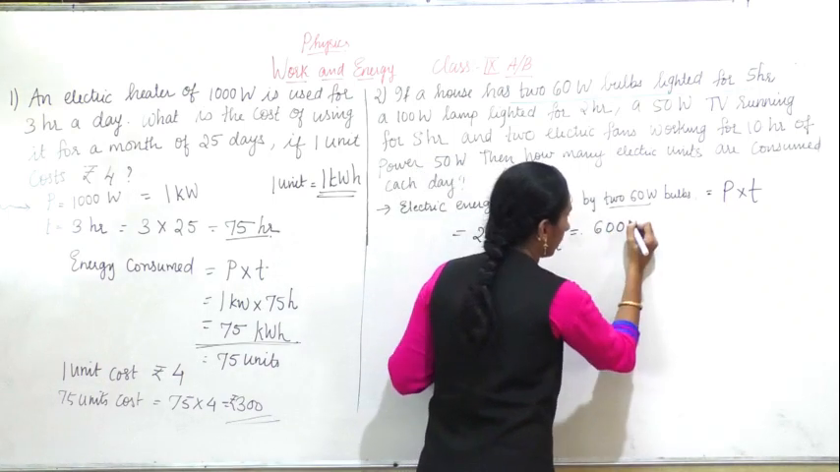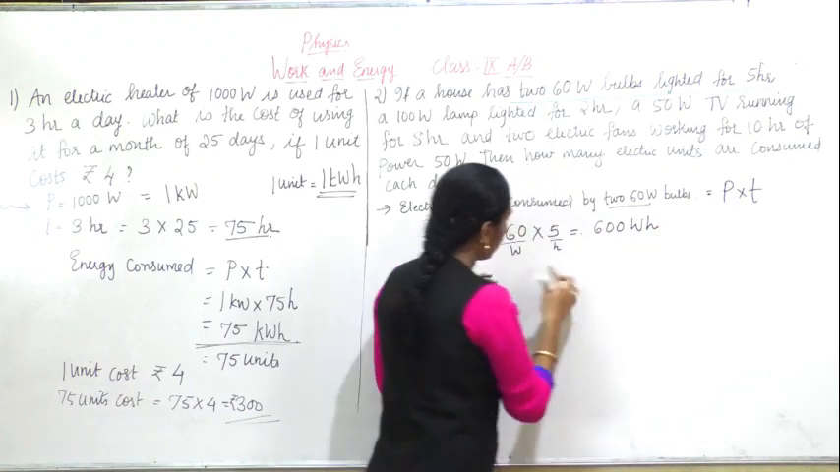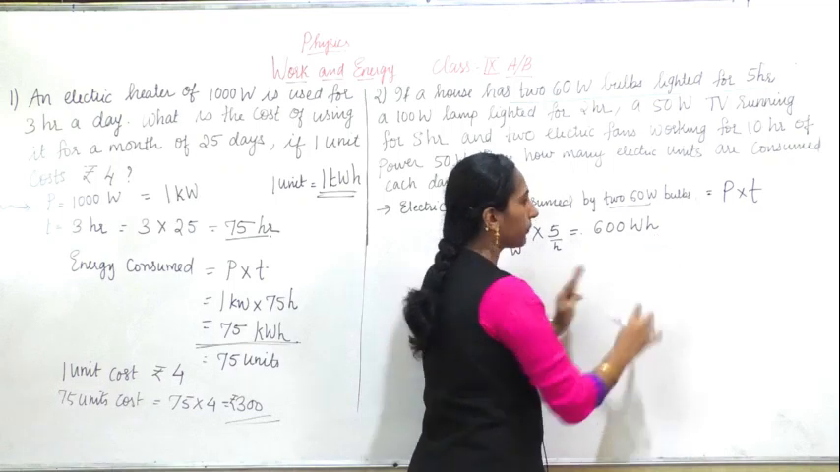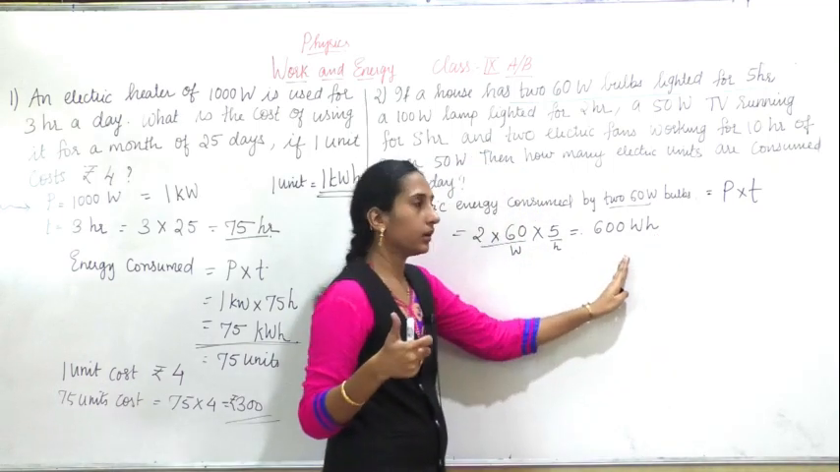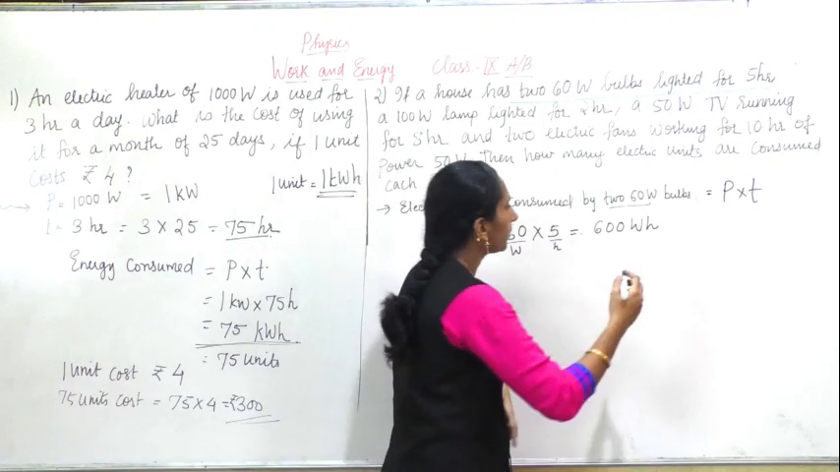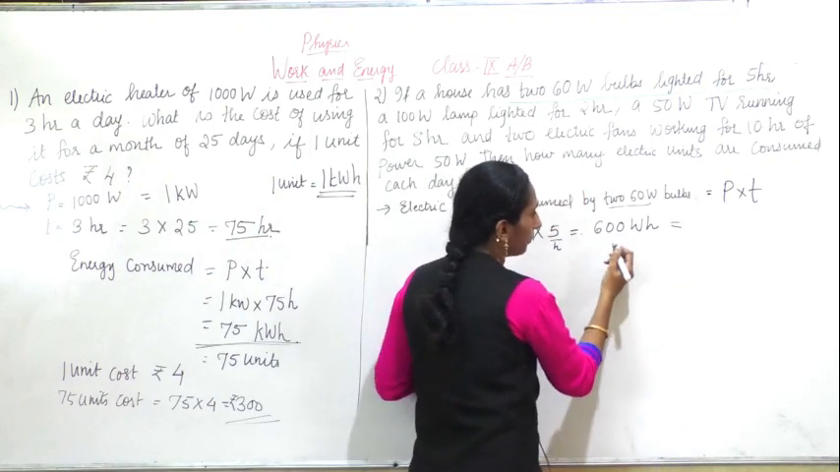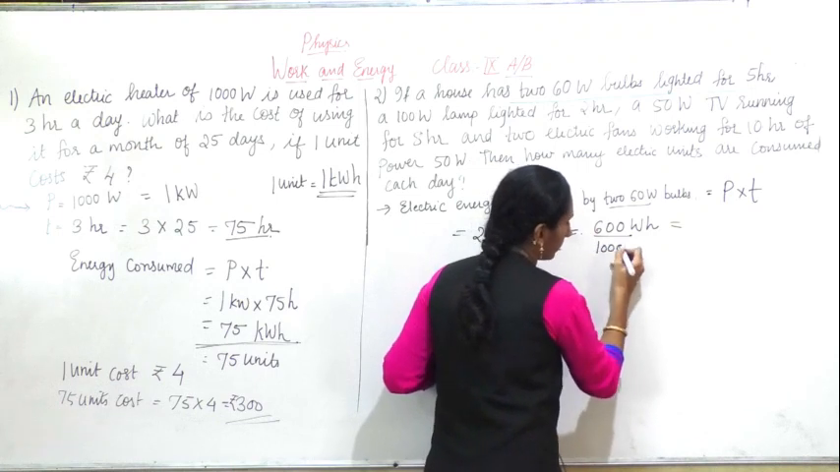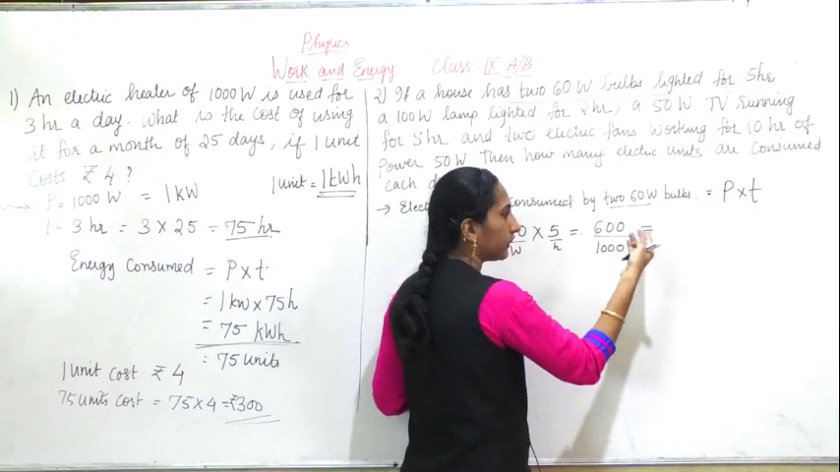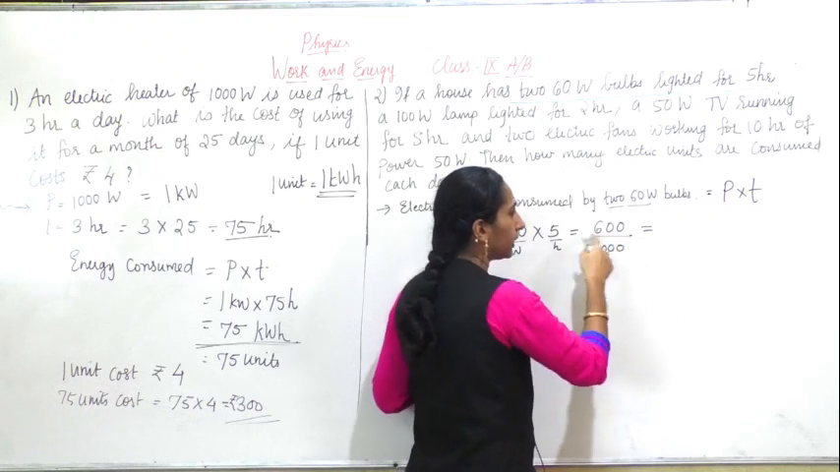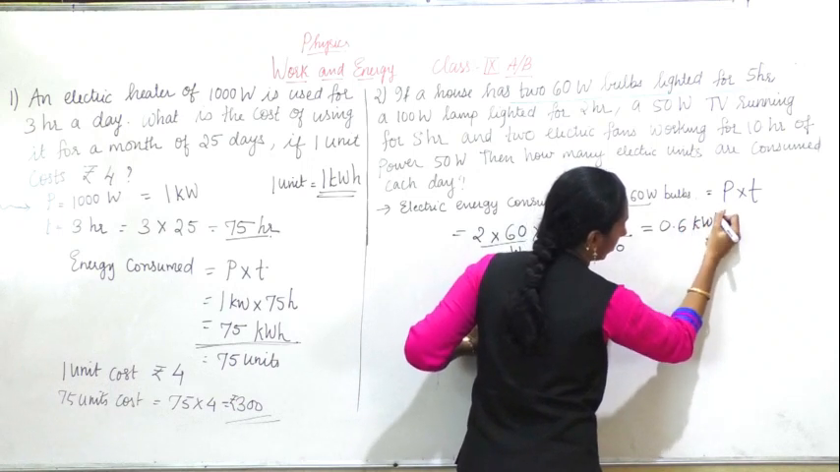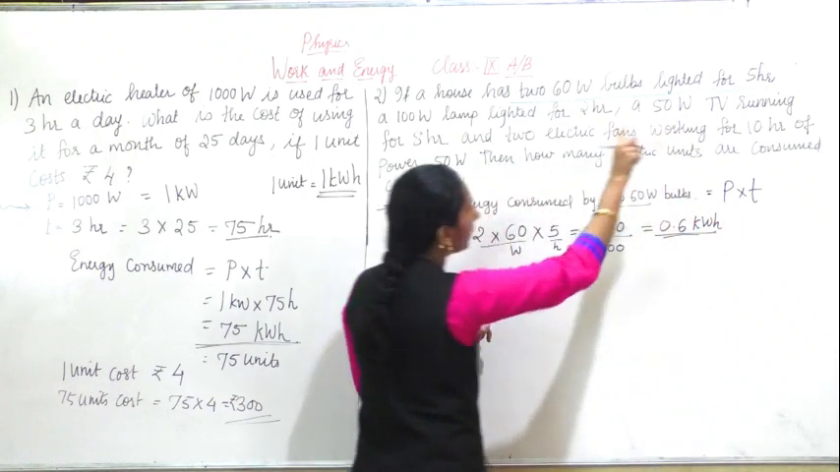Solving this, you get 600 watt hour. As I have told you, it is watt and hour, so you are getting watt hour, but the unit we want is kilowatt hour, so you will convert this unit into kilowatt hour. You will divide this by 1000. If you divide it by 1000, the decimal shifts 3 places this side, 1, 2 and 3. So your answer is 0.6 kilowatt hour. Same thing you have to do for all the steps.